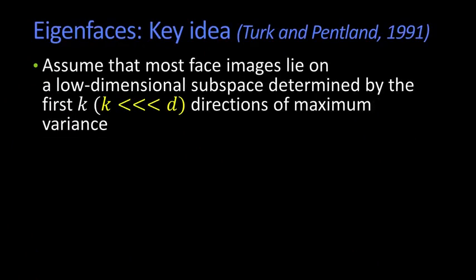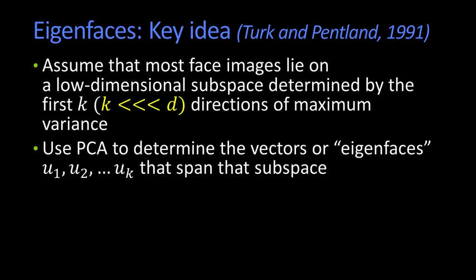All right, so here's what they do. They assume that most face images are going to lie on some low-dimensional subspace in the big image space, determined by, let's say, k eigenvectors, k directions of maximum variance, where k is going to be way smaller than d. So d might be 10,000 or a million. K is going to be like 20 or 200. Both of those numbers are way smaller than 10,000 or a million. So they use PCA, like I just showed you, to find the vectors, what are called the eigenfaces, U1 through UK, that span that subspace.